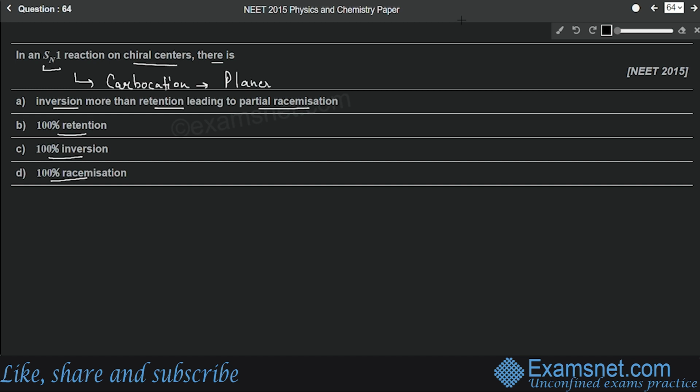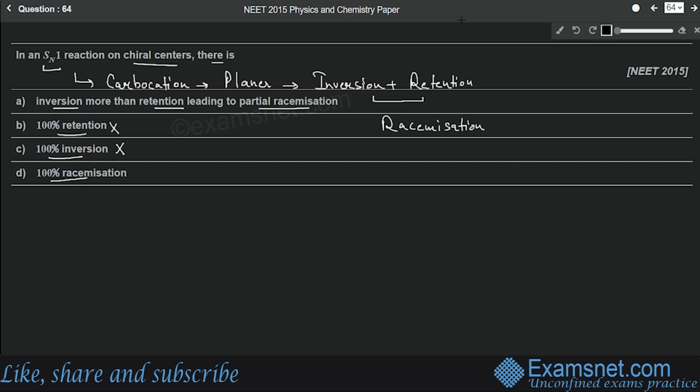So here the attack of nucleophile can take place from either side, resulting in a mixture of products. One due to the inversion and the other due to retention. So it will lead to the inversion as well as retention. Both will take place here. Retention means the product will have the same configuration, and inversion means that it will have inverted configuration. So this will not be 100% retention, this will not be 100% inversion, it will be a mixture of both. That means it will be racemization.